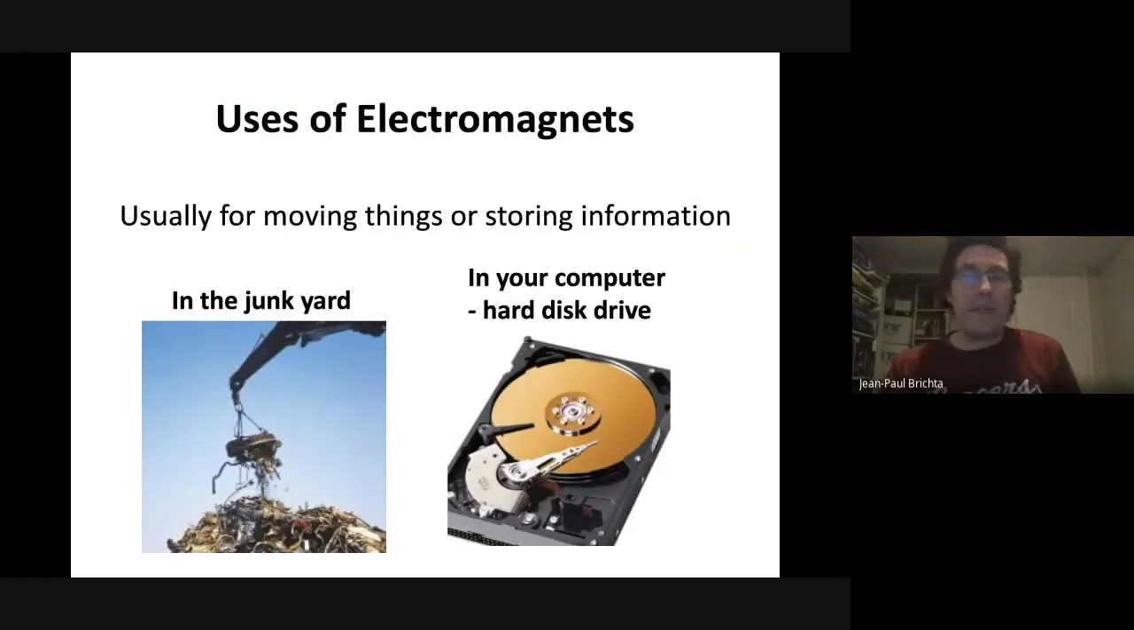Okay, so electromagnets have a couple different applications. In general, the idea is that you want to use this concept that the magnet is not always on, but can be turned on and off at will. So in the case of a junkyard on the right-hand side, you see there's a crane with a large electromagnet at the end of the crane. And what it's doing is basically picking junk up.